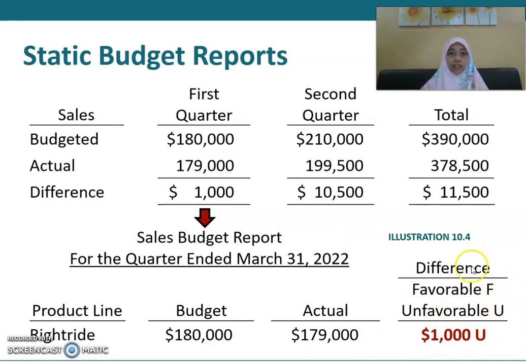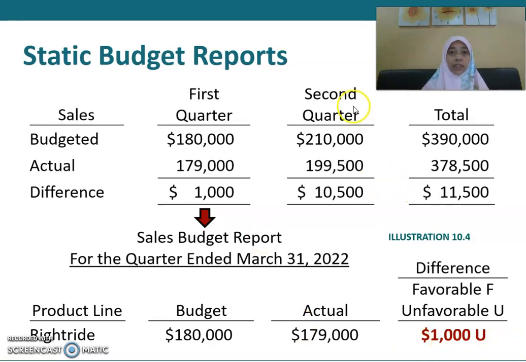Why is it unfavorable? Because you are talking about sales or revenue. Of course, we want to have a higher revenue. Which one do you want, higher or lower? Of course, you want to have a higher revenue. We have budgeted for 180,000, but the actual revenue that we get is only 179,000, which is lesser than what we have expected. So there comes your unfavorable variance. You should have gotten more in terms of the sales. So this one is unfavorable.